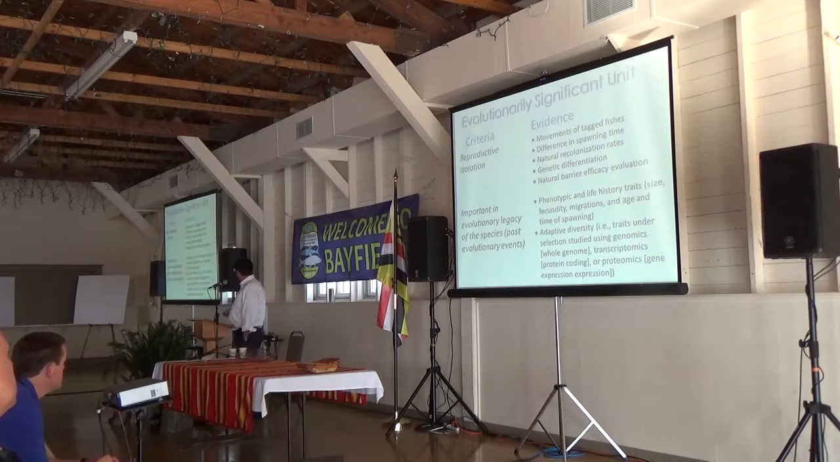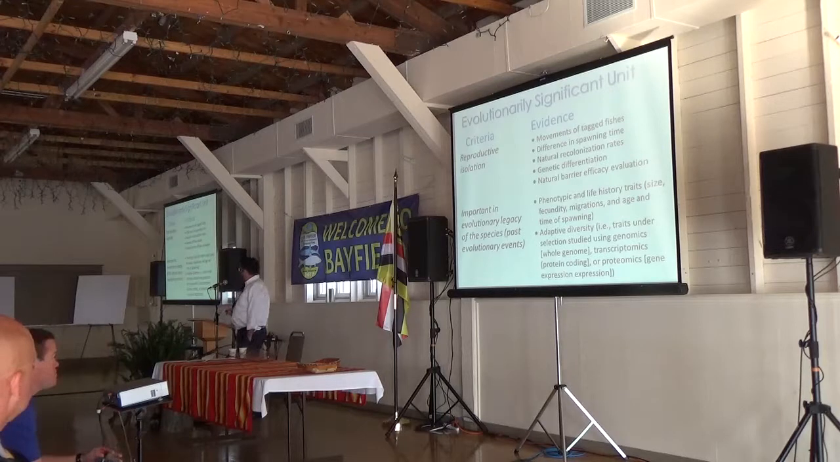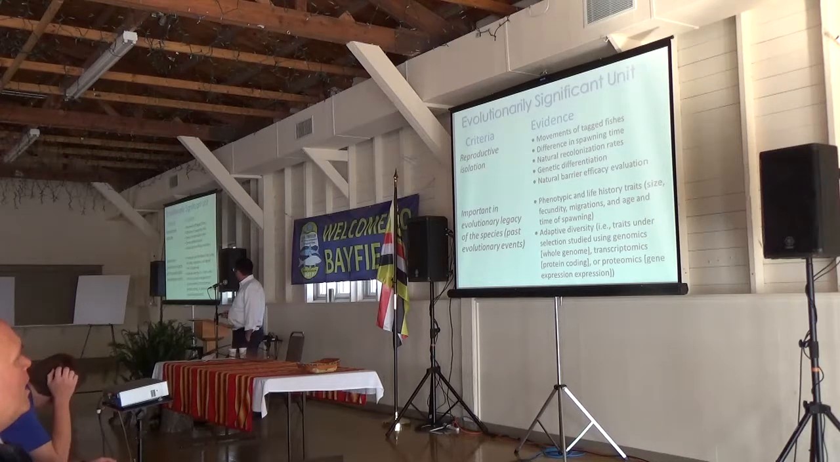So just to give you a sense for what we're doing, I chose to use the evolutionarily significant unit to give you a sense for how we apply these concepts to the populations. And I chose that because it's one of the more well-known concepts. So 2 criteria shown in the left-hand column here. We qualify a population or a population segment as an evolutionarily significant unit. The first is reproductive isolation. The second is that it's important in the evolutionary legacy of the species. So it's based on past evolutionary events.